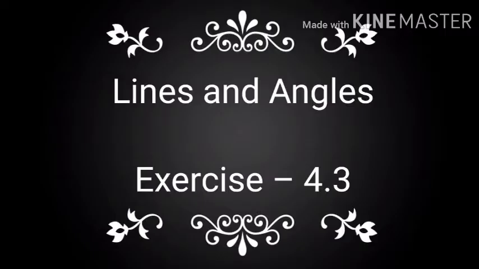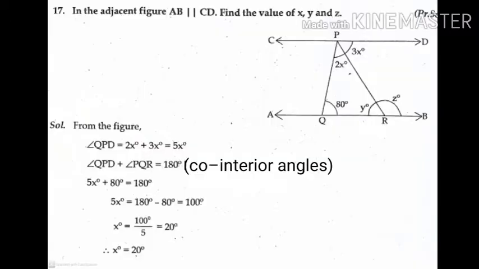In this video, we are going to discuss exercise 4.3 and 4.4 problems related to chapter 4, lines and angles. Let us start with the 17th question in exercise 4.3. In the adjacent figure, AB is parallel to CD. Find the value of x, y and z.